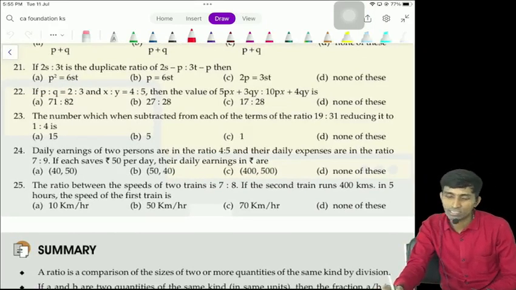17 is to? Please check. They are saying 17 is to 28. Please check.